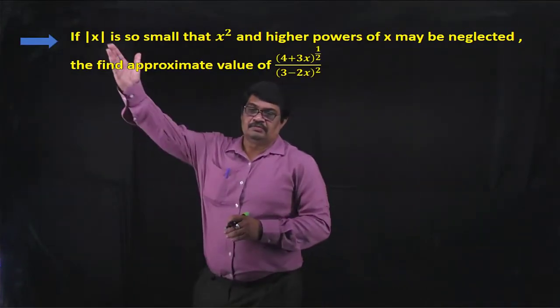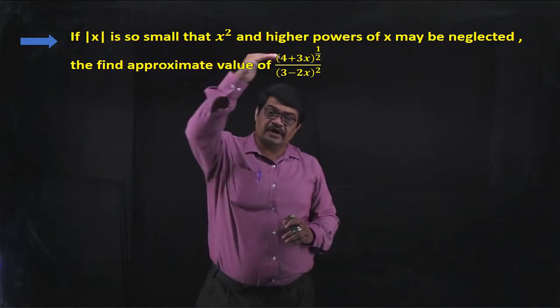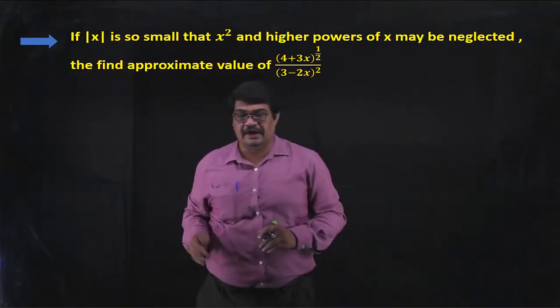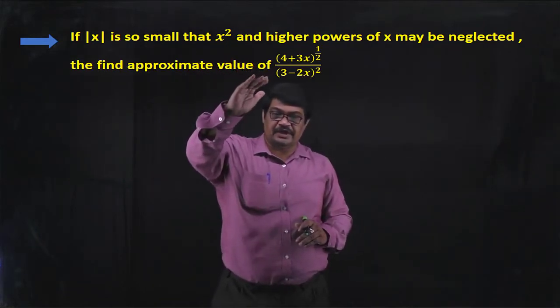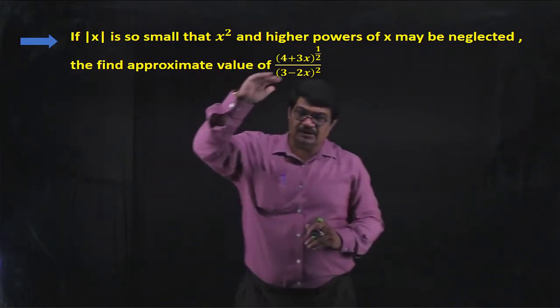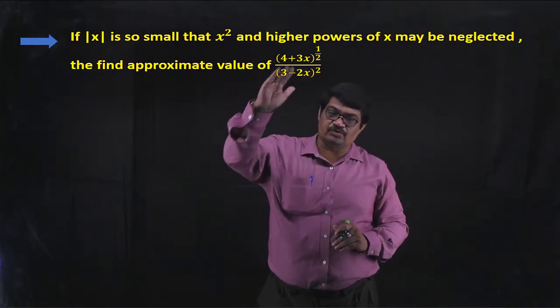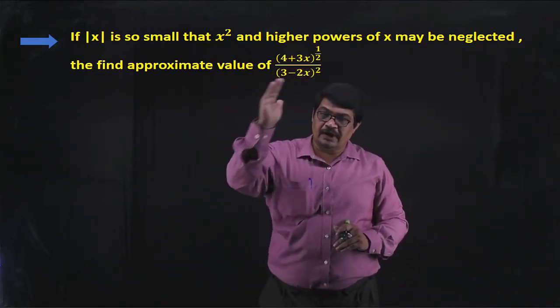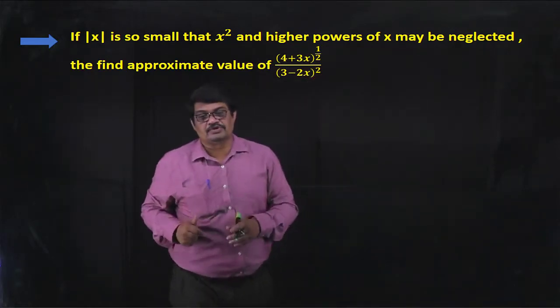See the problem. If modulus of x is so small that x square and higher powers of x may be neglected, then find the approximate value of (4 plus 3x) whole power 1 by 2 by (3 minus 2x) whole square. Now we have to find the approximate value.